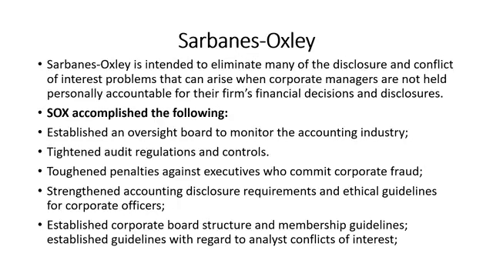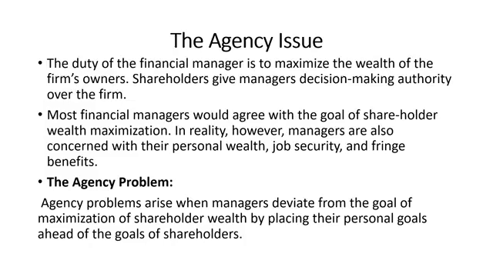So here we need to have more details about the agency issue. What do you mean by agency issue? The agency issue concerns the duty of the financial manager to maximize wealth. Here, the financial manager wants to maximize his wealth. So we have the conflicts of interest that we have talked about before. The duty in the agency issue is to maximize the wealth of the firm's owners.